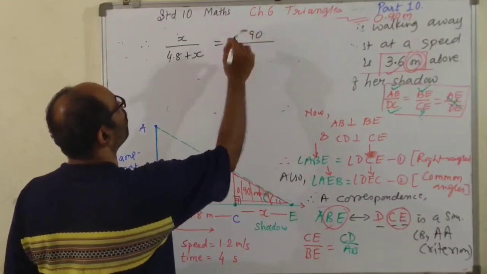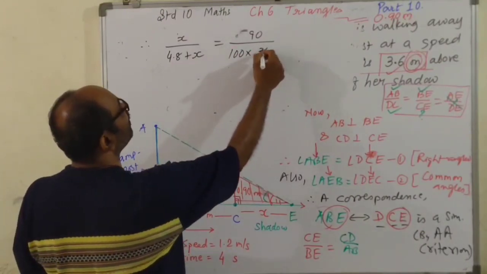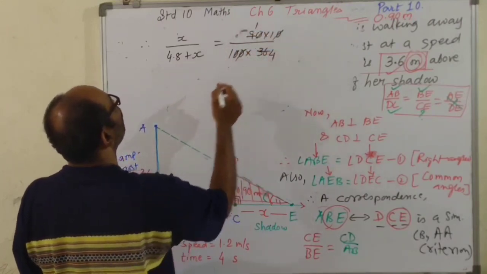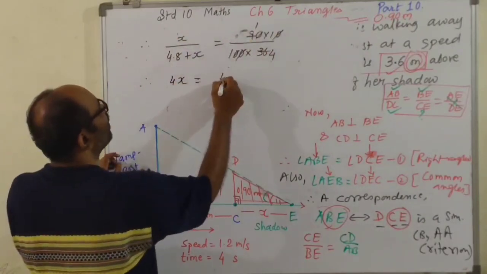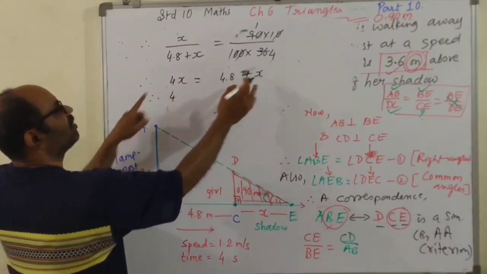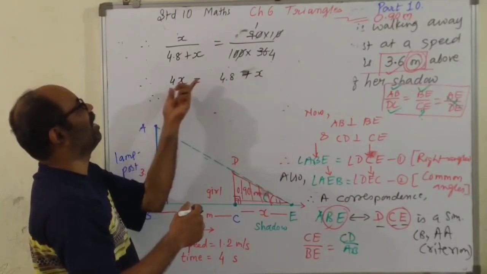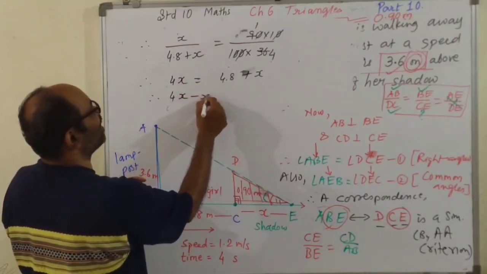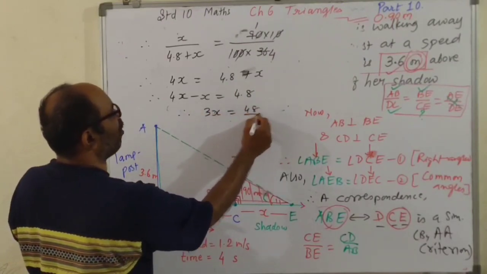0.90 upon AB 3.6. If you want to remove decimal, put 100, and AB 3.6 becomes 36 and ऊपर 10, 0, 0, 0, 0, 9 ones are 9 fours. Cross multiplication 4 into X, 4X, सिर्फ 1 है, so 4.8 plus X. Take X on other side. Alright, सब रिलेटिव्स को एक बाजू करो, सगे संबंधियों को एक बाजू इकट्ठा करो. X X, they are relatives. 4X minus X is equal to 4.8. So that gives me 3X is equal to 48 upon 10.